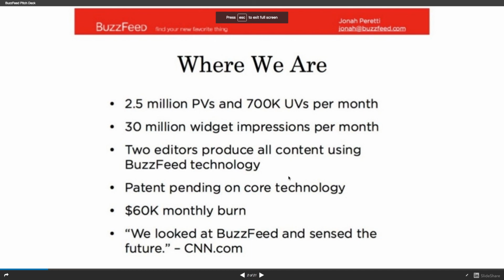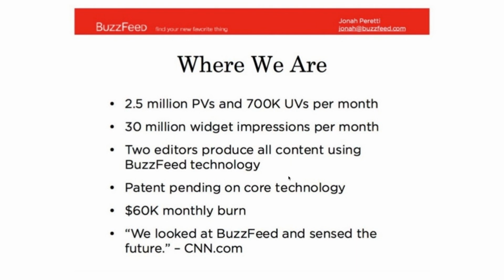So they started with traction. They had a widget. They had two editors doing all of that. That's pretty amazing, actually, just two people. And they had proprietary technology, was what they talked to, on the core technology around virality. And they were spending $60,000 a month.